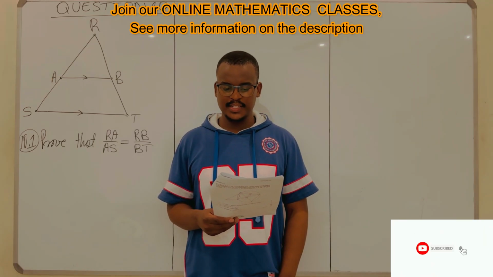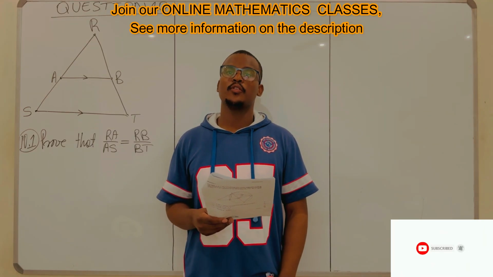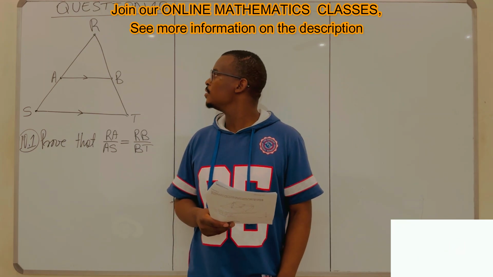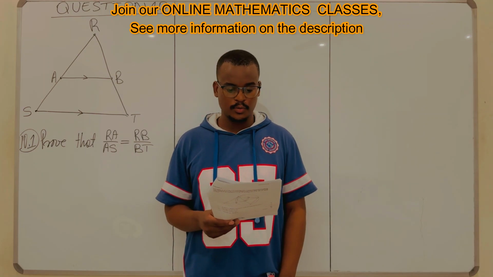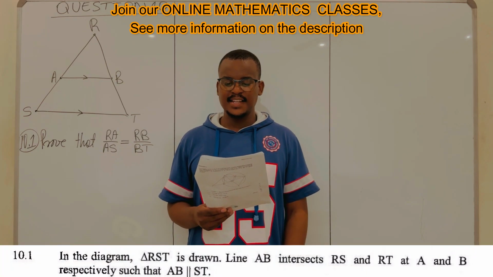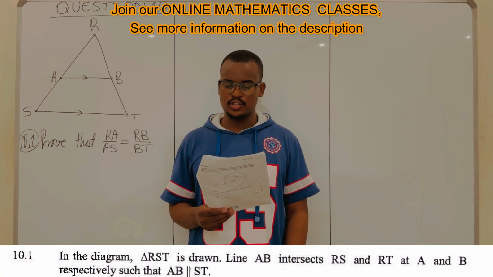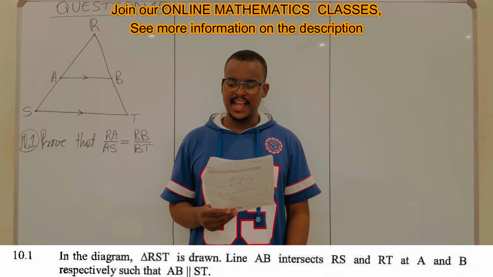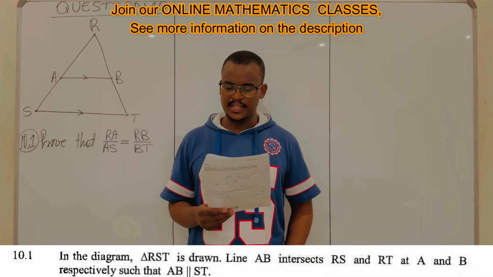So in this video, we're doing question 10 of November 2024 question paper mathematics paper 1. And the topic is Euclidean geometry or proportionality if you want to. So they're saying, in the diagram, triangle RST is drawn. Line AB intersects RS and RT at A and B respectively, such that AB is parallel to ST.